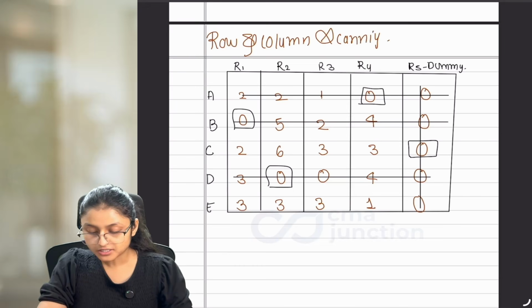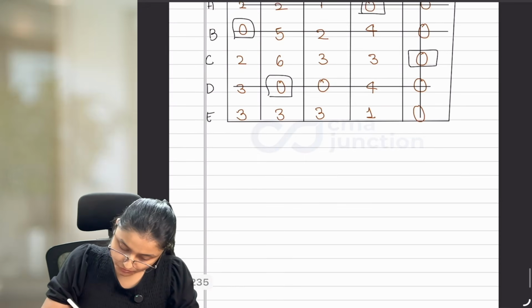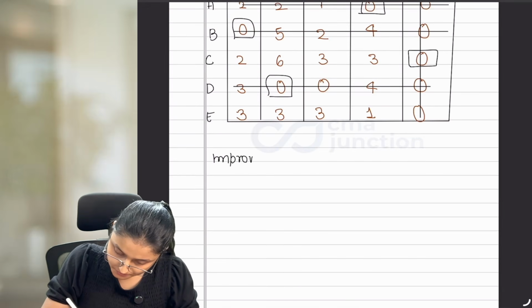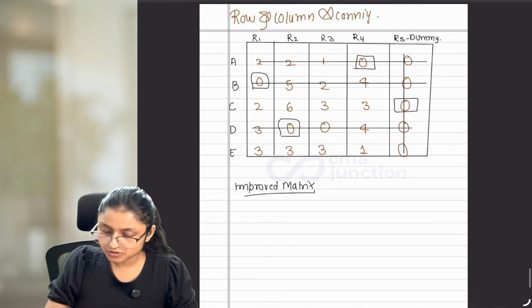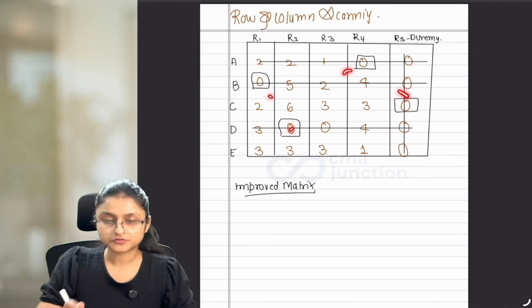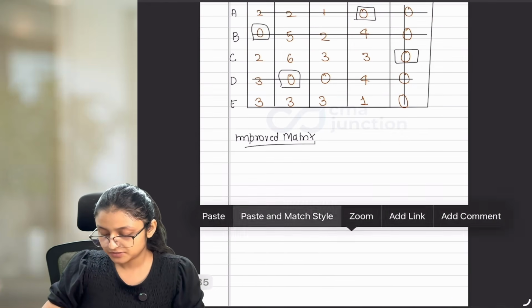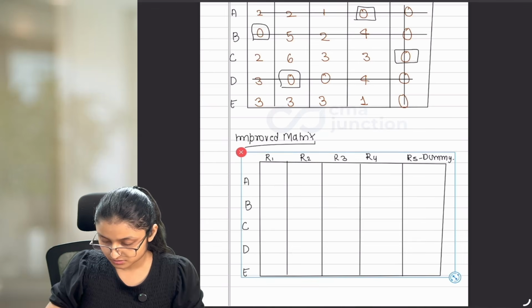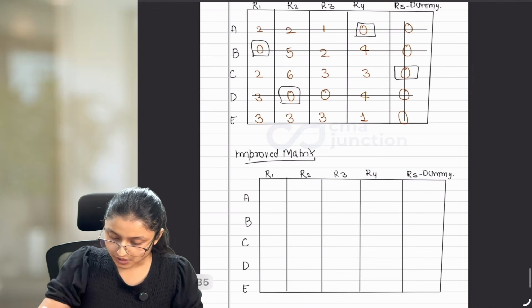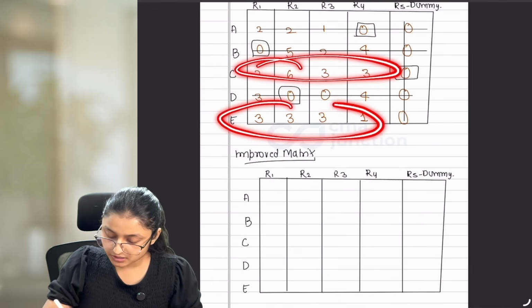But we have not achieved optimality, hence we have to make an improved matrix. All the zeros are covered, but optimality is not achieved because only 4 zeros have a square, but we have 5 rows and 5 columns. Hence, we need to draw the table again. And this is an improved matrix. How to make this? From all the uncovered elements, reduce the lowest value, which is 1.